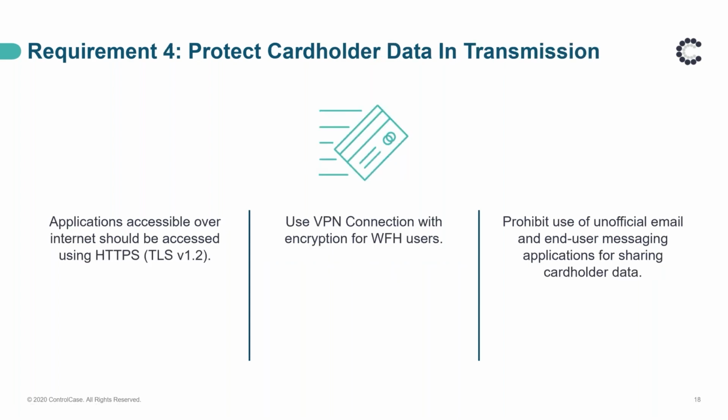When we talk about protecting cardholder data in transmission, essentially all the vectors boil down to making sure any internet-based access or any end user messaging applications are encrypted. First of all, an employee should not be able to access full cardholder data, but for business reasons, if they are, it should be over encrypted channels, preferably over something like a Citrix where cardholder data cannot be downloaded. Certainly, strong encryption protocol should be used. You have to use VPN connections, and then prohibit using unofficial email and end user messaging applications for sharing of cardholder data.